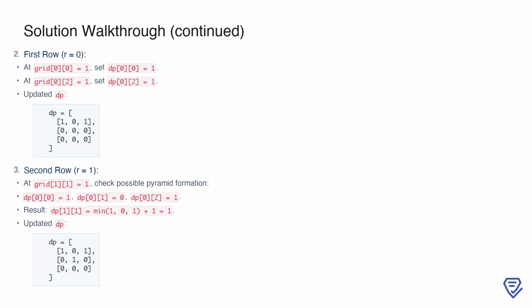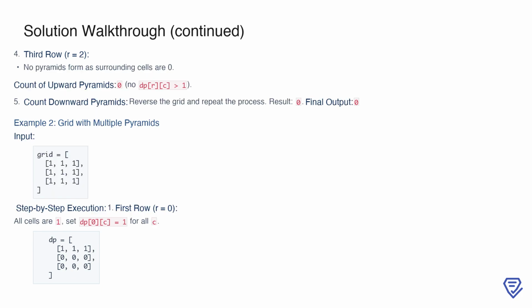We update dp[1][1] to 1, and the table reflects this adjustment. In the third row, we find that no pyramids can form because the surrounding cells contain zeros, preventing any upward pyramid formation. At this point, the count of upward pyramids is 0, as there are no cells in the dp table with a value greater than 1.